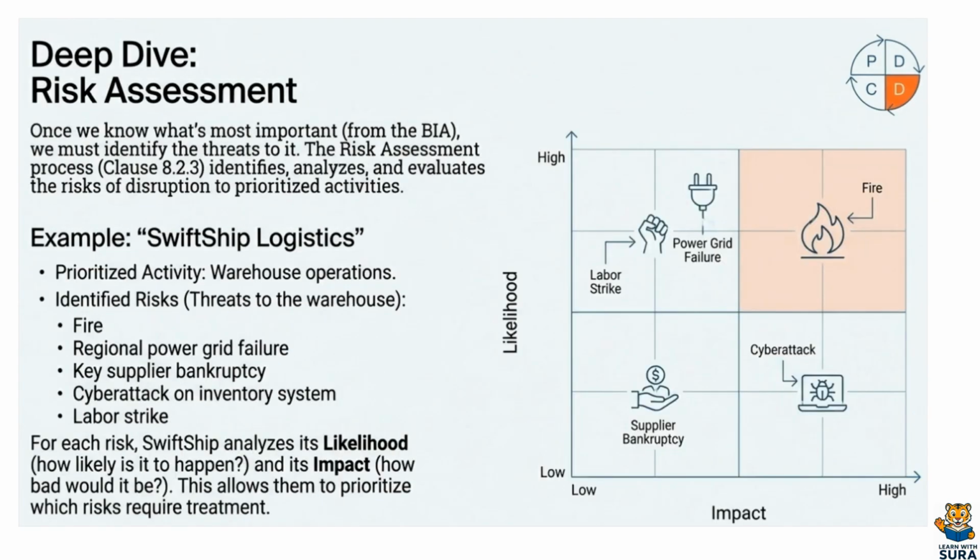Following the BIA, the risk assessment identifies, analyzes, and evaluates disruption risks to prioritized activities. For Swift Ship's warehouse operations, threats include fire, power grid failure, supplier bankruptcy, cyber attacks, and labor strikes. For each risk, Swift Ship analyzes its likelihood, how likely it is to happen, and its impact, how bad it would be. This allows them to prioritize which risks need treatment. In this case, fire risk is high impact and high likelihood.